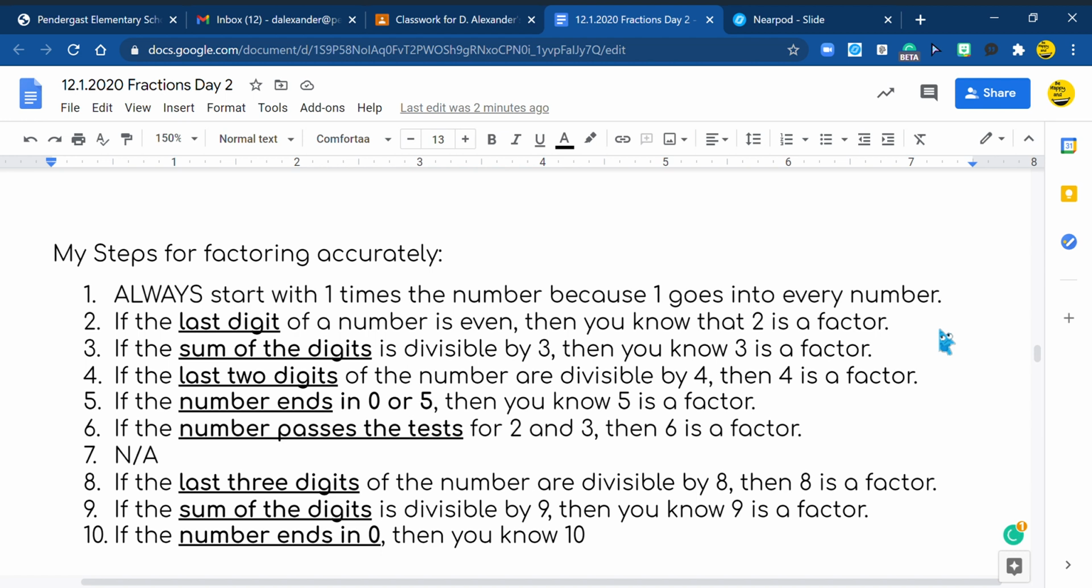If the number ends in 0 or 5, then you know 5 is a factor. If a number passes the test for 2 and 3, then 6 is a factor.